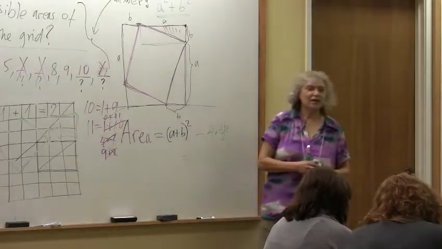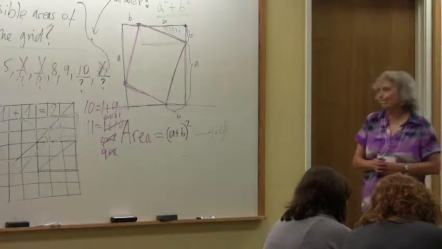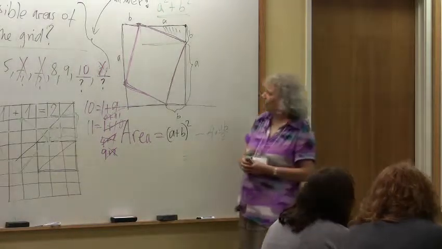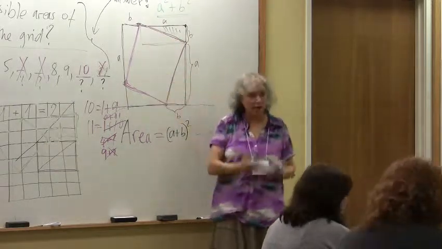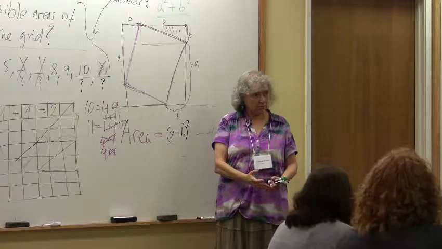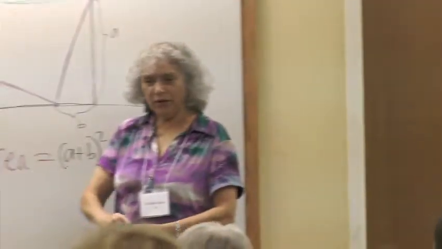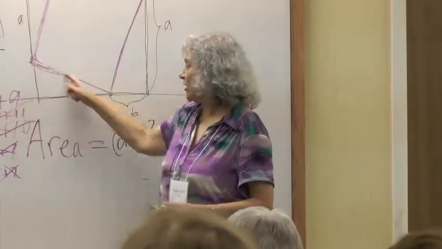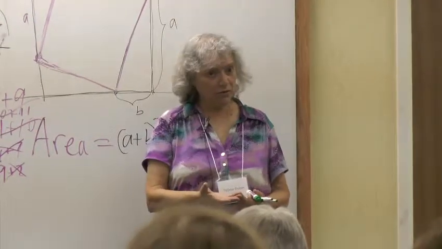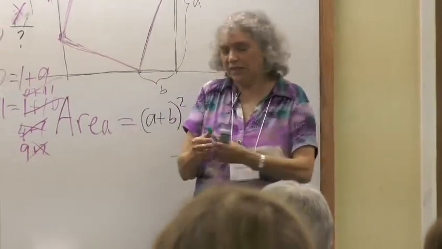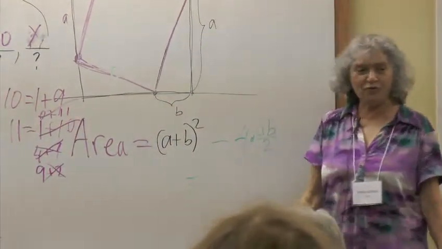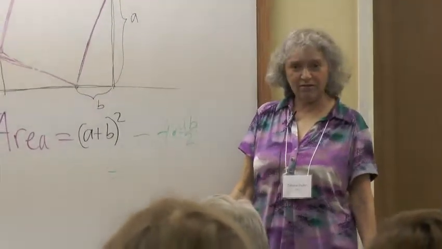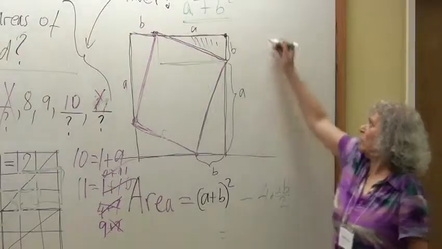Well, I just cannot resist an urge to do one more thing with you. Now, inside here, this tilted shape is a square, right? And its edge must have some length. Will you give me a letter? C. Okay. What is the area of a C by C square? C squared.